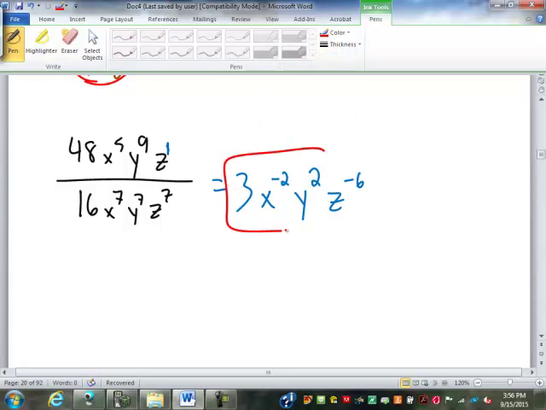I could leave it like that. That would be just fine. My math lab, though, will often ask you to write it with only positive exponents. The 3, of course, doesn't have an exponent. X to the negative 2, make it positive. I put it in the denominator. It becomes just x to the 2nd. Y squared, where's that going to go? On top. It's got a positive exponent already. Positive power stays on top. Z to the negative 6th, since it's negative, it's going to go on bottom and become z to the 6th.